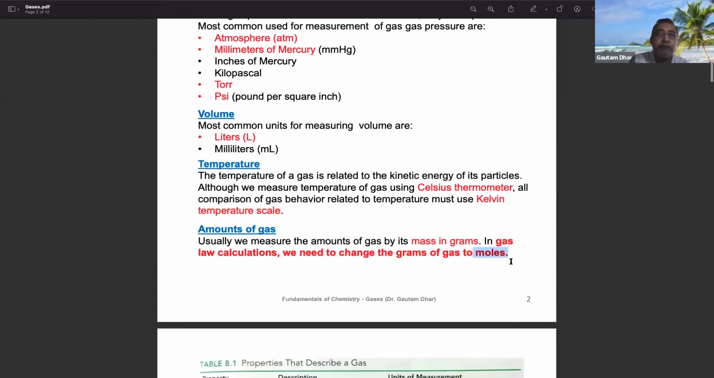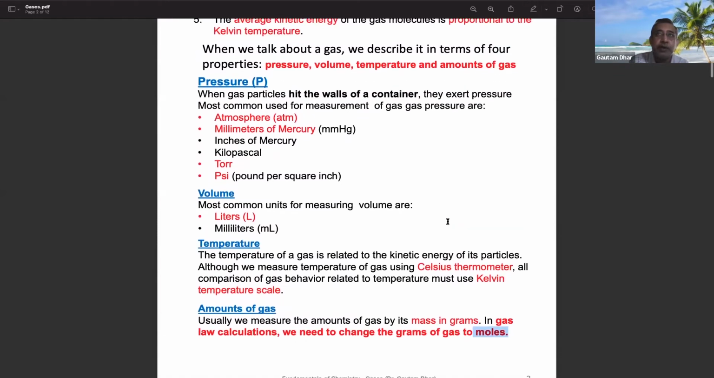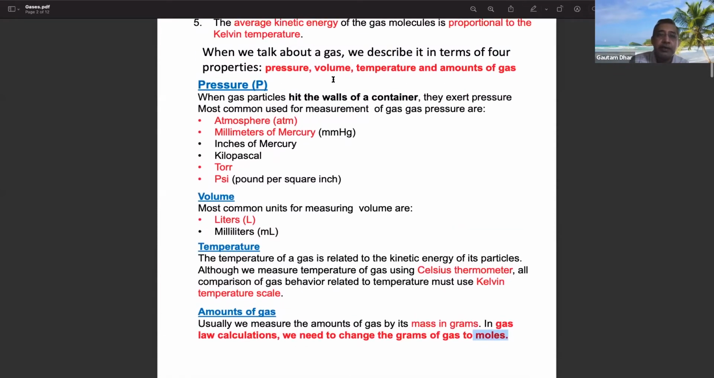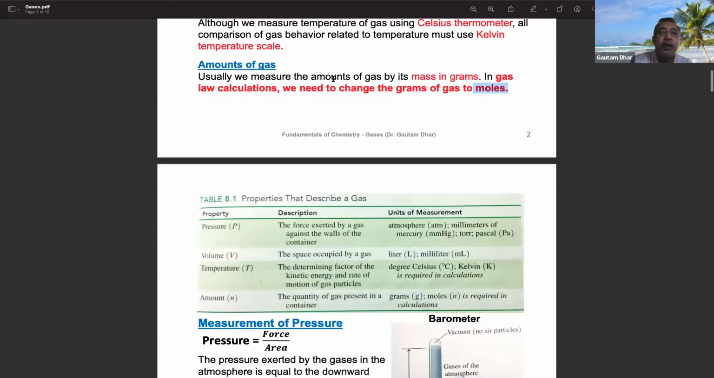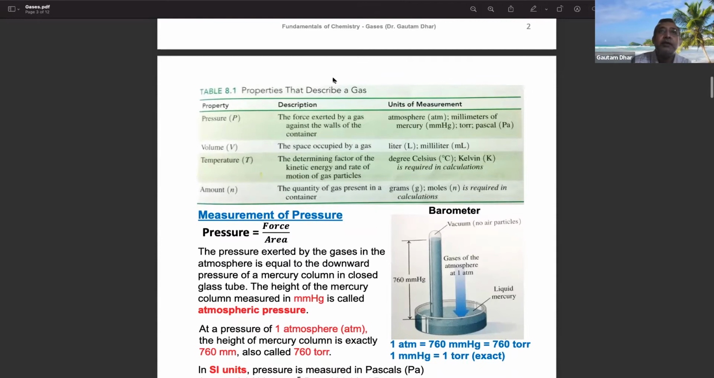Now each of these parameters are interrelated, and these interrelations generate the laws that we'll see. Pressure and volume was studied by Robert Boyle, and it's called Boyle's law. Volume and temperature was studied by Charles, and it's called Charles' law. Similarly, volume and amount of gas was studied by Avogadro, and it's called Avogadro's law. So this is the summary of what I just said, and these are the units.